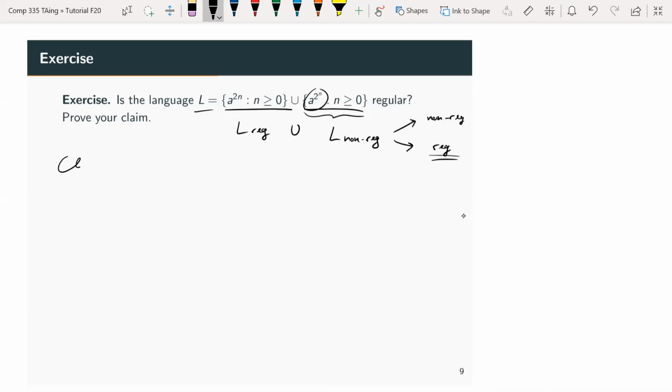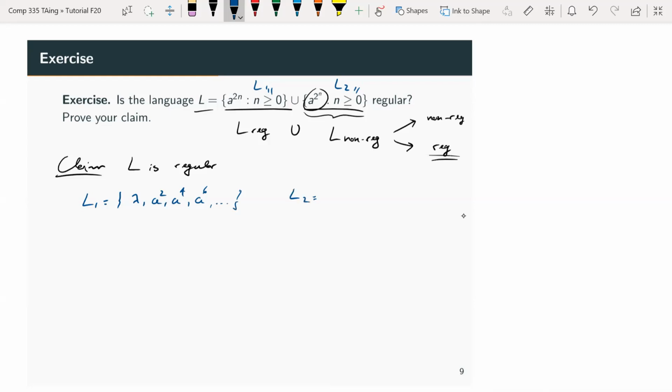So my claim is that L is regular. Why is that? Well, I'm going to decompose L into L1, which is this guy, and L2, which is this guy. What is L1? Well, I know what L1 is. It's just all of the strings of even length which have only A's, right? So lambda, A^2, A^4, A^6, and so on.